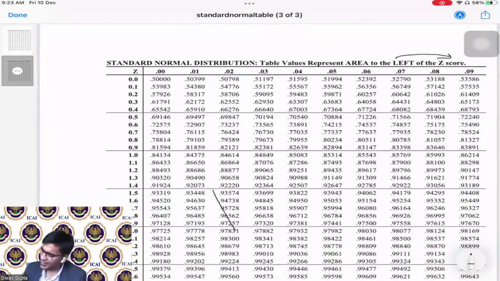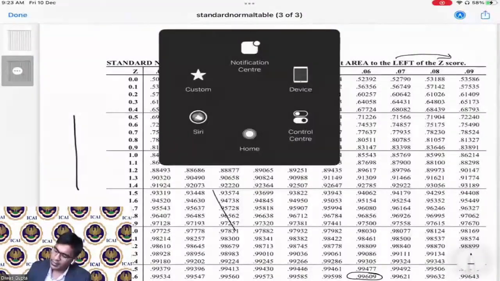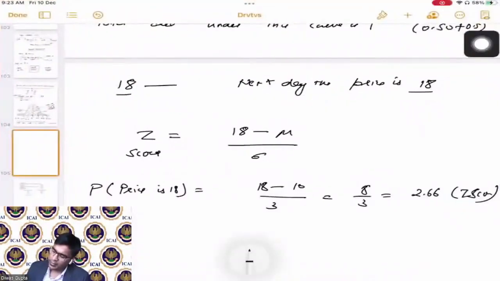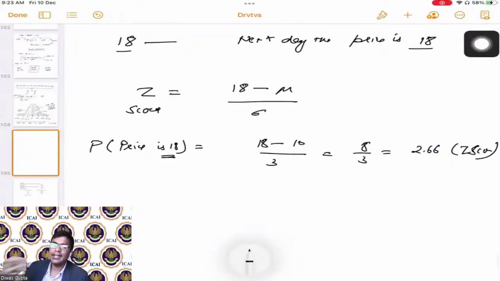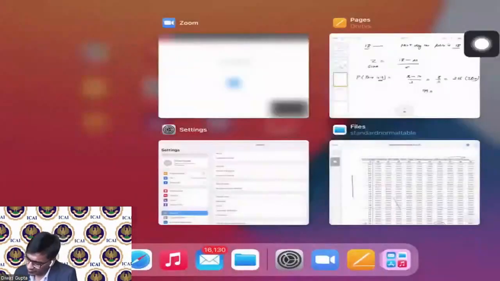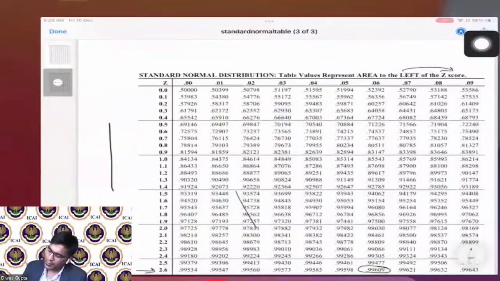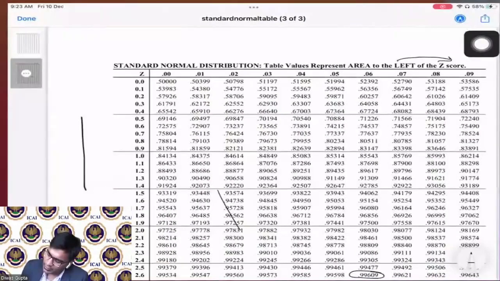So our answer was 2.66, right? If you see, 2.6 is here. So 2.66 will be this value, 0.99609. So the probability that the price is 18 tomorrow is 0.99609, correct? So the probability is 99.609%.